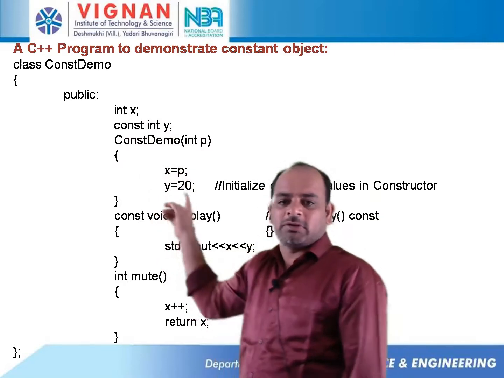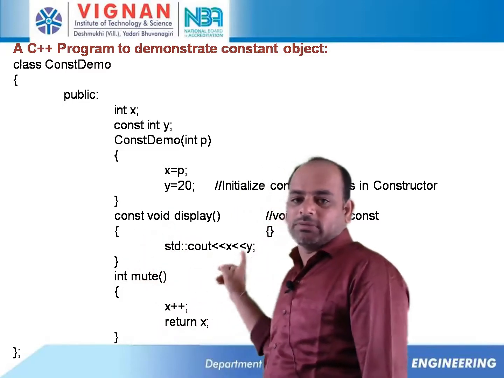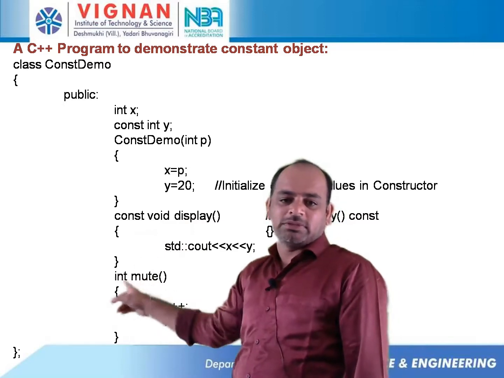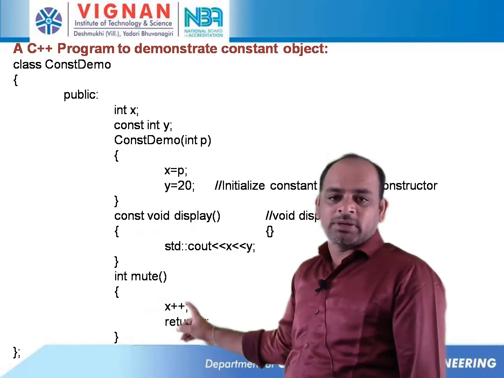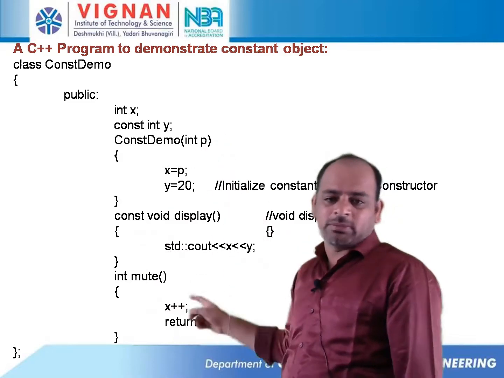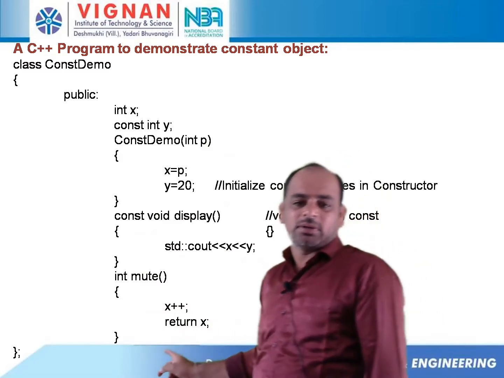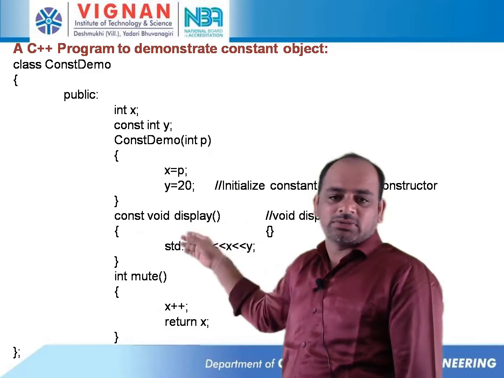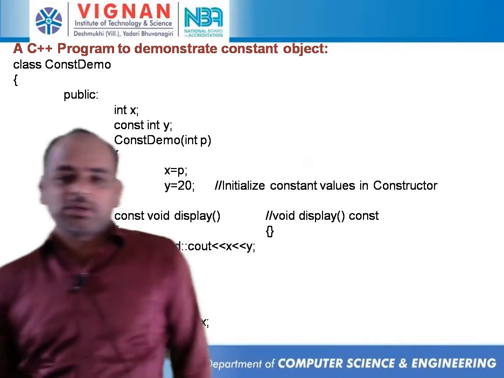That is the initial value of y here, and this is a constant member function, which will display the x and y values. And here we are using the mute function, which is trying to change the value of x. It increments x, which is a normal non-constant member variable, so it can change the value, and returns x. Close. So we have three functions here: one is the constructor, another one is constant, and another one is a non-constant function. And close the class.